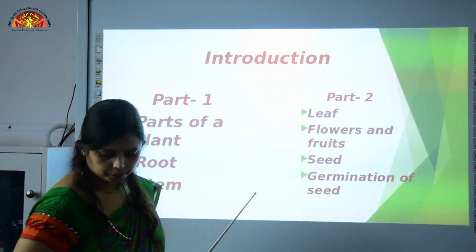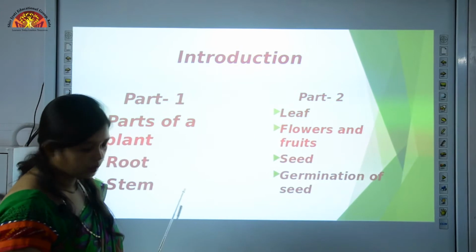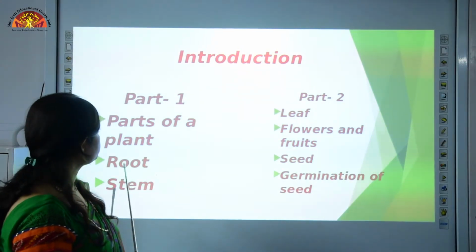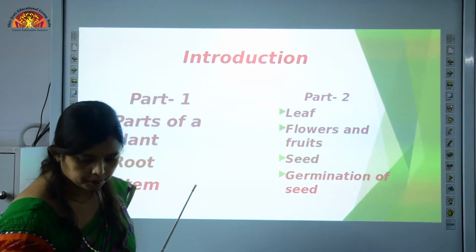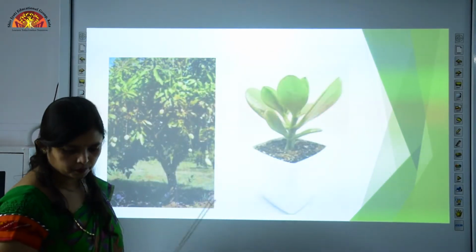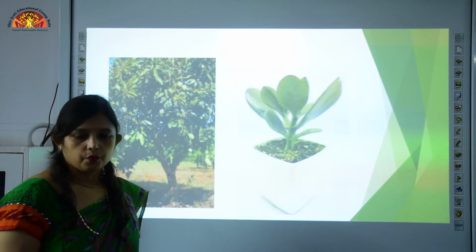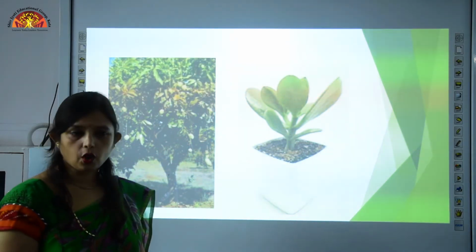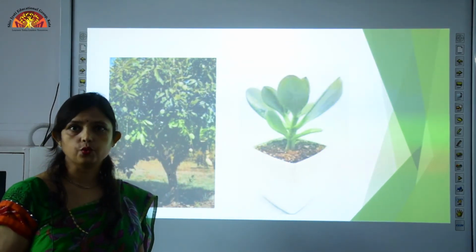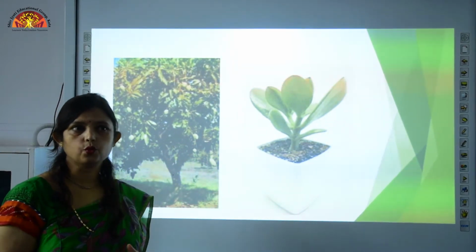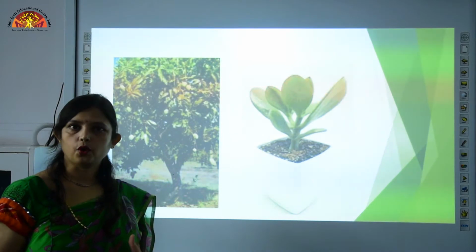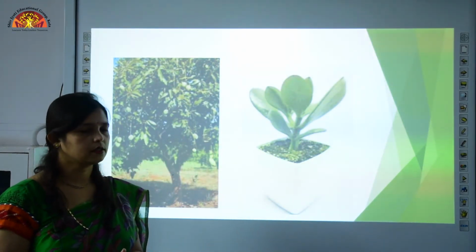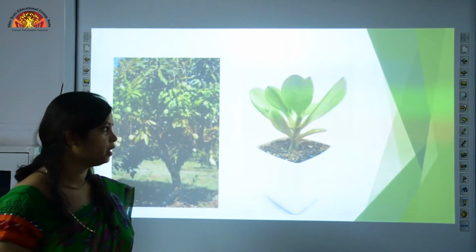So now, let us start with the first part of this chapter, that is parts of a plant. Students, we all eat variety of food items like fruits, vegetables. So where do they come from? Yes, they all come from the plants, and we are surrounded by various types of plants.